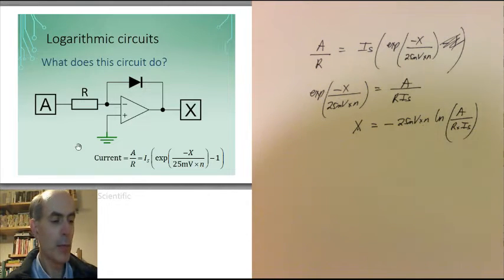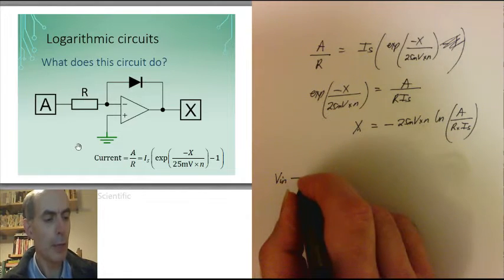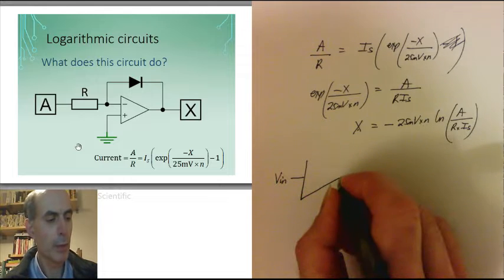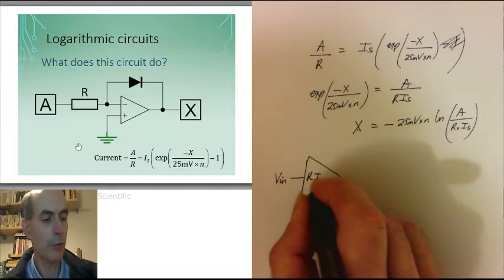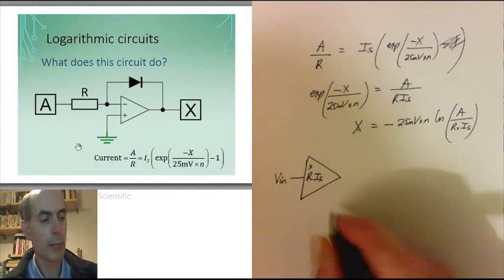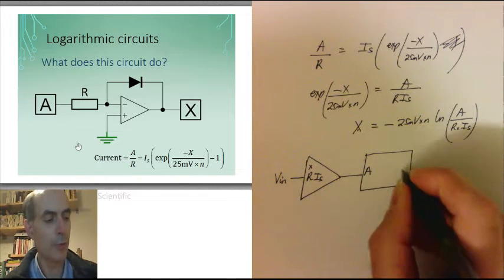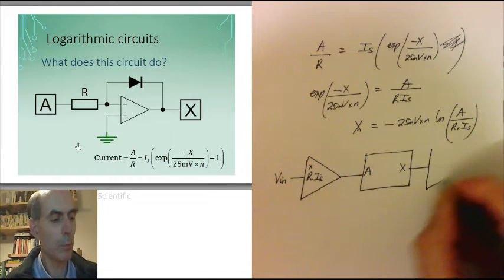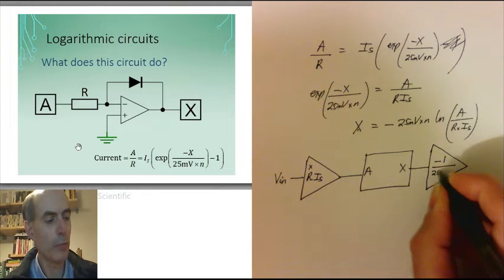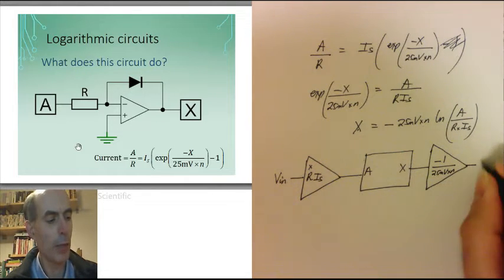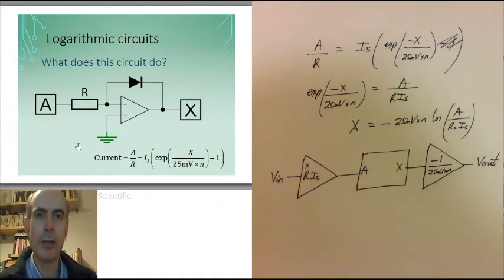the input. Now, if I had an input here, I'll call it Vin, if I put that through an amplifier which amplifies it up by R times IS, and then I put that into my circuit here, so this is A and this is X, and then I put the output of my circuit through another amplifier, this time with a gain of 1 over 25 millivolts times N, and call that my Vout, then the circuit that I've produced has a very simple and interesting property.